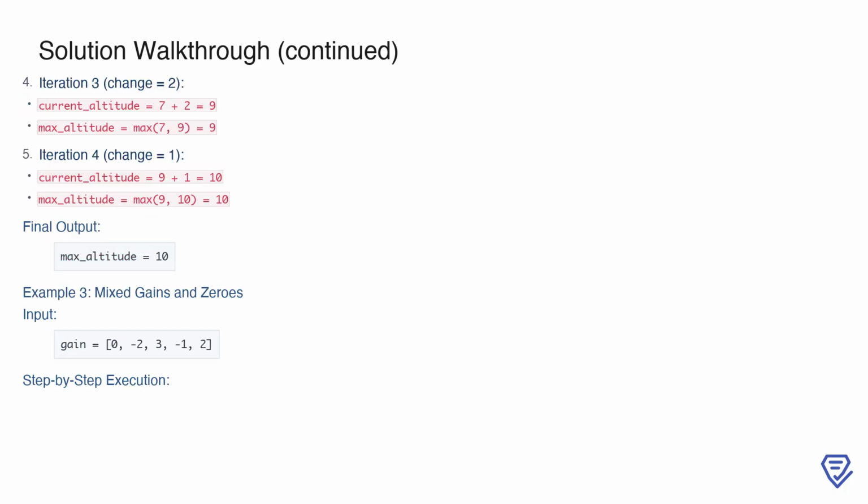In the third iteration, the altitude change is 2. Adding this to the current altitude of 7 results in 9, and the max_altitude updates to 9 as it is the maximum of 7 and 9.